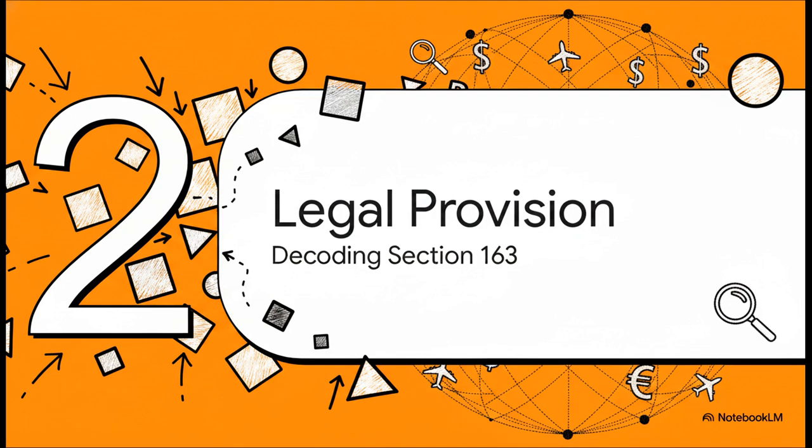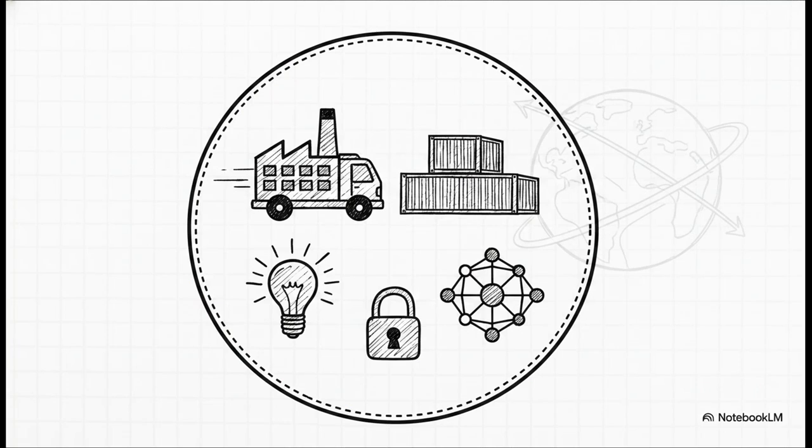Let's decode this legal provision a bit further to see exactly what kind of transactions are covered. The law casts a genuinely wide net here. Clause A explicitly covers the purchase, sale, or lease of physical, tangible assets. We're talking everything from buildings to machinery to vehicles.